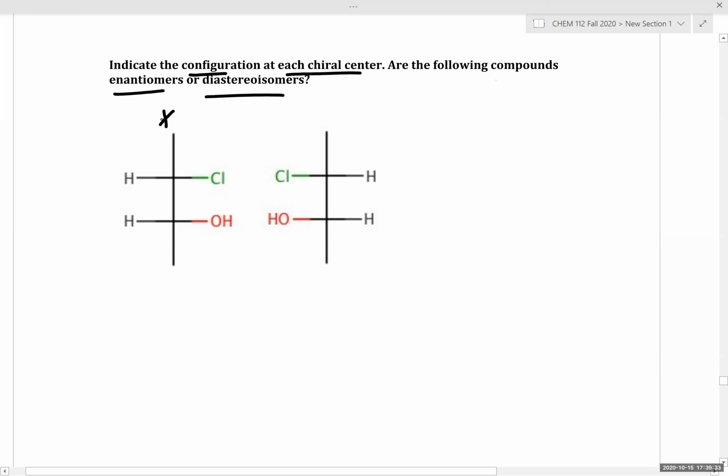So I'm going to label these molecules A and B, and I'd like you to tell me the stereochemistry at each chiral center for A and B, and whether these molecules are enantiomers or diastereoisomers. So let's take about 4 minutes to work on this example, and we'll discuss it in about 4 minutes. If you have any questions, don't be shy to ask them in the chat or verbally.